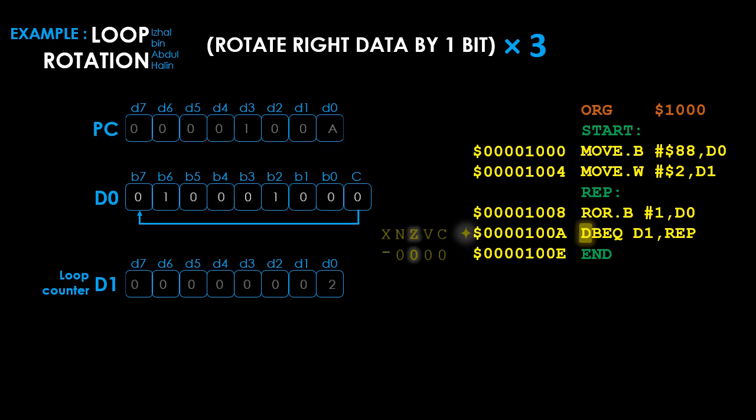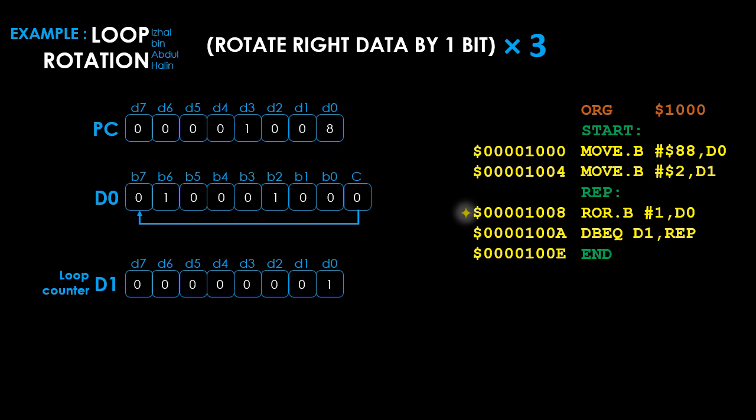Once DBeq D1, rep is executed, it checks the Z flag. Since it is 0, a branch takes place. The branch starts with a decrement in D1's value by 1. Then, the 68K checks the value in D1. Since its new value is not equal to -1, the program counter changes and points at the label rep, at address 1008. The program counter is now pointing to address 1008 because we have branched back to label rep.